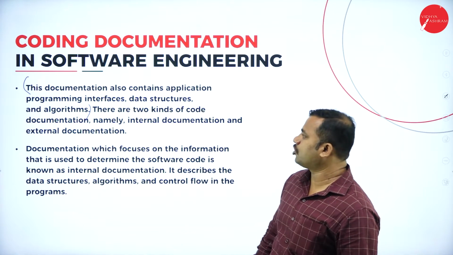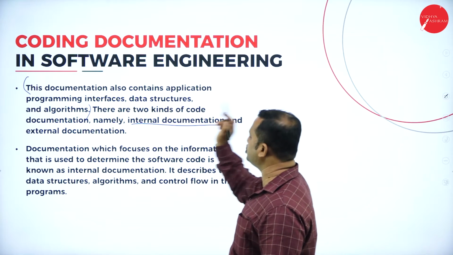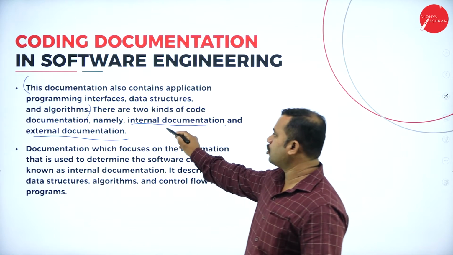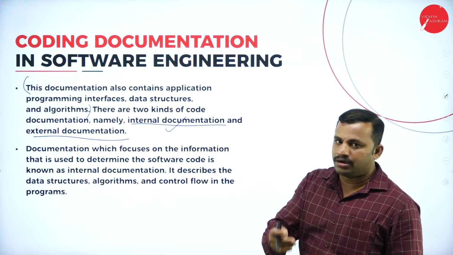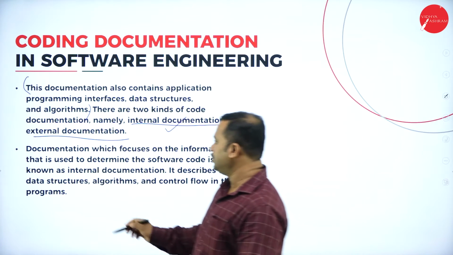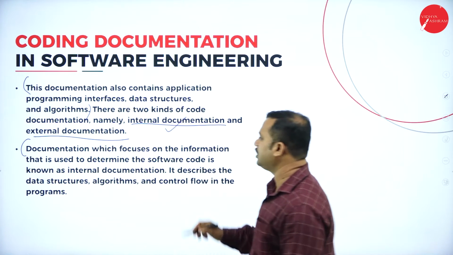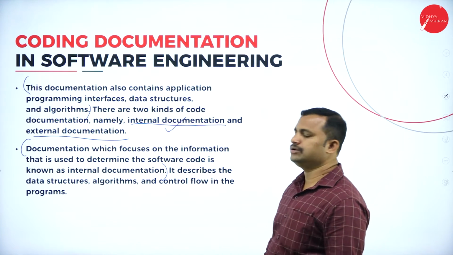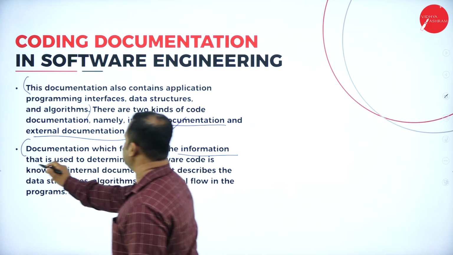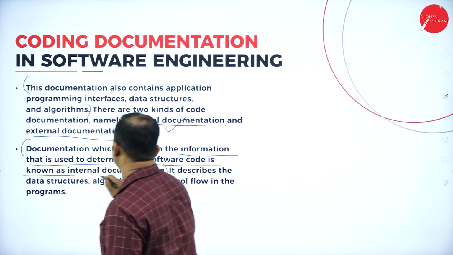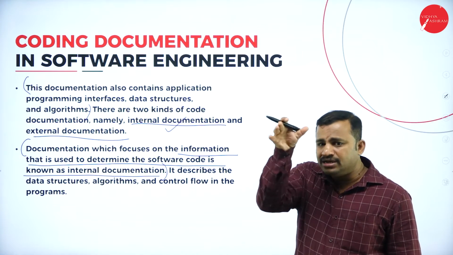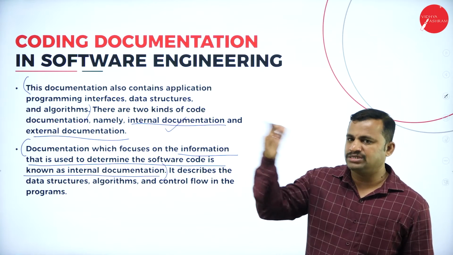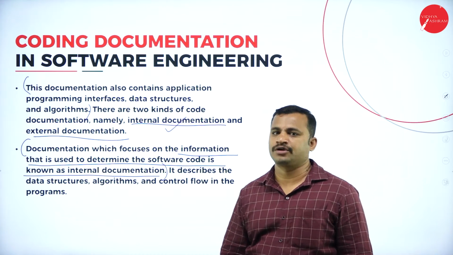There are two kinds of code documentation, namely internal documentation and external documentation. I have already discussed the internal documentation in the previous sessions. Let me explain it once again. The documentation which focuses on the information that is used to determine the software code is known as the internal documentation. That means the description of the code which is written in the form of comments to indicate the logic of that functionality of a code segment.